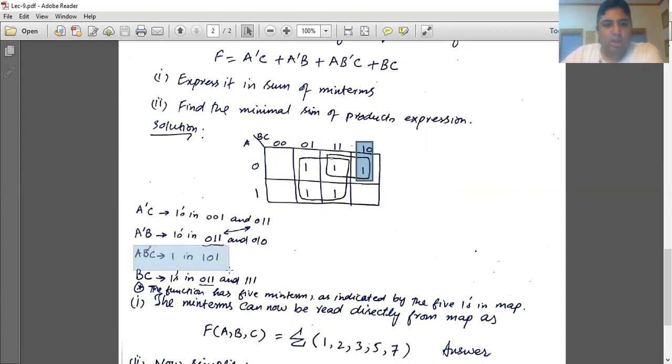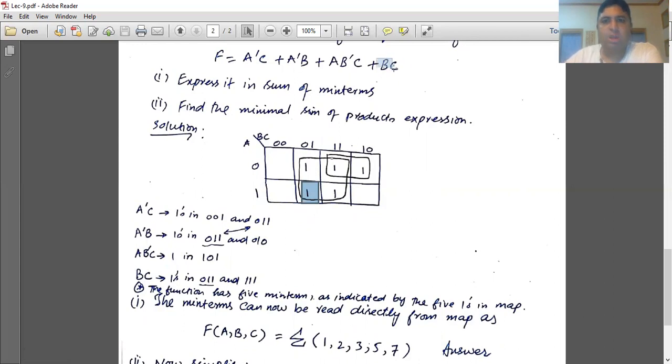Next term is a b bar c. A b bar c means a is 1, b is 0, c is 1. So 1 0 1. You put a 1 here. This is a complete minterm. It does not have two combinations because this minterm has all three variables. So 1 0 1 is the complete minterm, and you will write a 1 here.